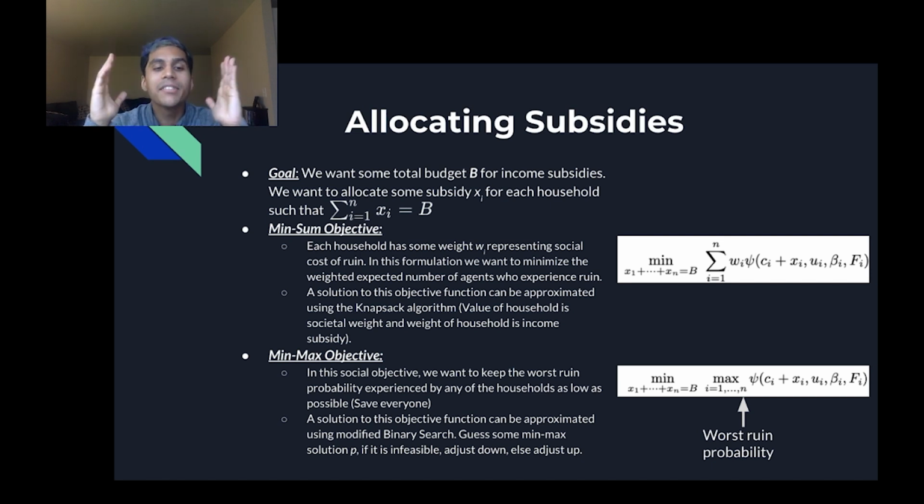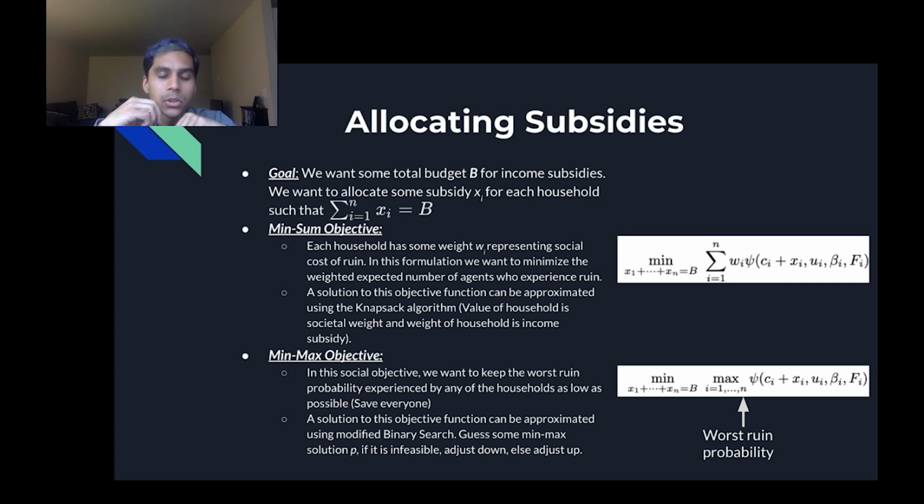On the other hand, we can have this min-max objective. In this objective, we want to keep the worst ruin probability experienced by any household as low as possible. So in this goal of min-max, we want to save all the households. And how we do this is we view it as a min-max problem. We basically find the worst probability, so the household with the highest likelihood of experiencing financial ruin, and minimize that. Keep that as low as possible, so even the worst case is still pretty good.